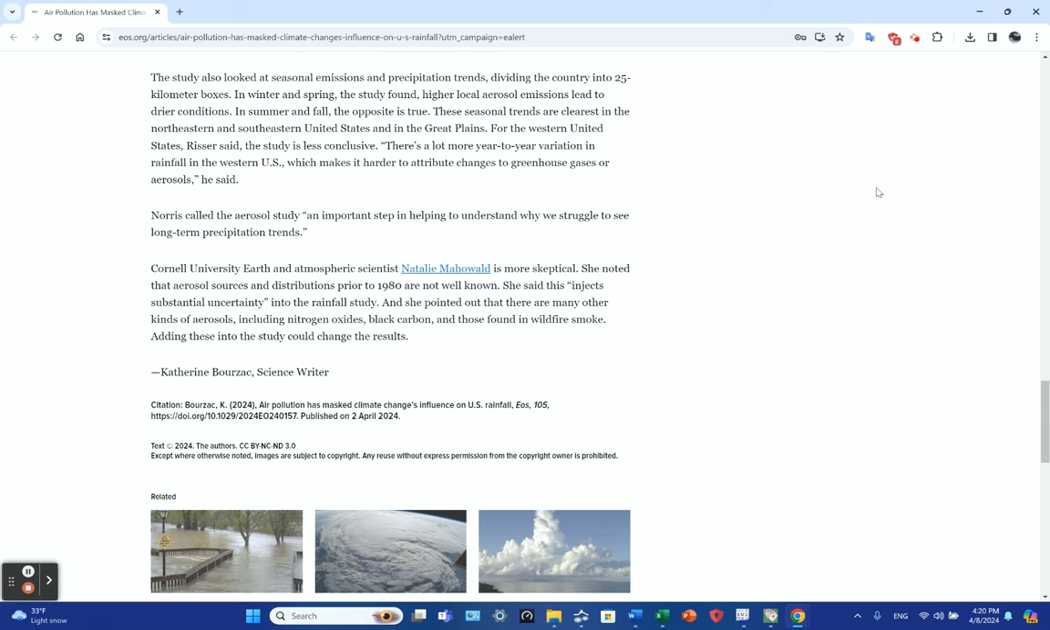Cornell University Earth and Atmospheric Scientist Natalie Mahowald is more skeptical. She noted that aerosol sources and distributions prior to 1980 are not well known. She said this injects substantial uncertainty into the rainfall study. And she pointed out that many other kinds of aerosols, including nitrogen oxides, black carbon, and those found in wildfire smoke, adding these into the study could change the results. Exactly. I agree with that.